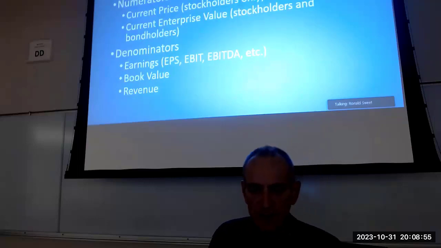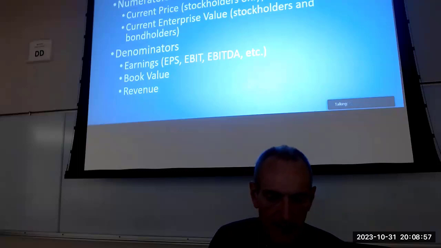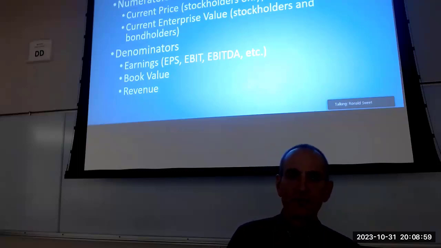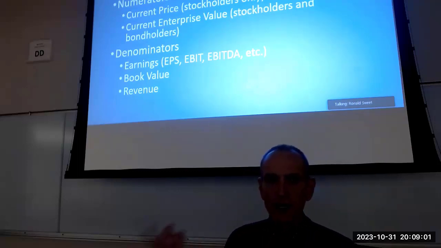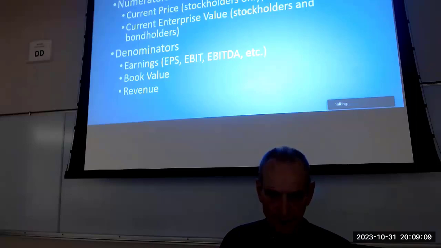All right, so let's make sure we understand the factors here. Two choices: price or enterprise value. Price is stockholders only. Enterprise value is stockholders and bondholders. The denominators, we're going to use earnings per share, EBIT, and EBITDA. We're going to use book value. We're going to use revenue. Those are the three we're going to use.